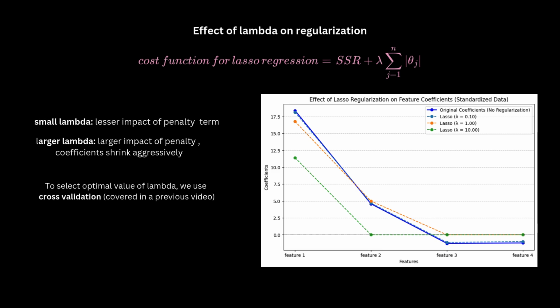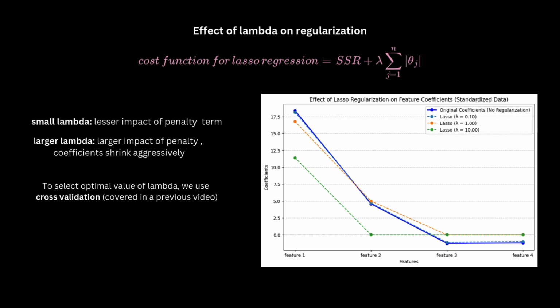To select the optimal value of lambda, we use cross-validation. I have covered cross-validation in detail in a previous video, and you can find the link in the description. Cross-validation helps ensure that the chosen lambda minimizes error while balancing the risk of overfitting and underfitting.